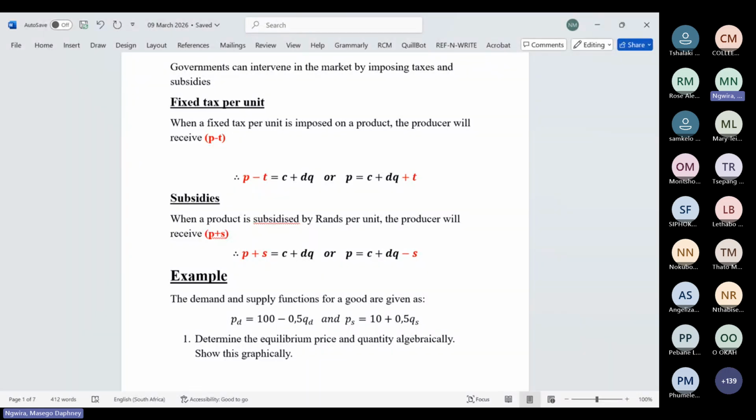And then for subsidies, when a product is subsidized by rands per unit, the producer will receive the price plus subsidy, which is P plus S. And then your formula becomes, if you can remember the formula for supply, this is where we get the formula.